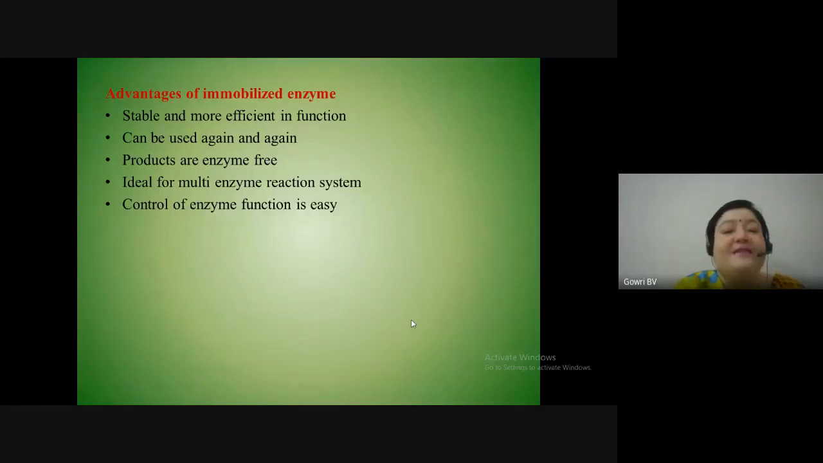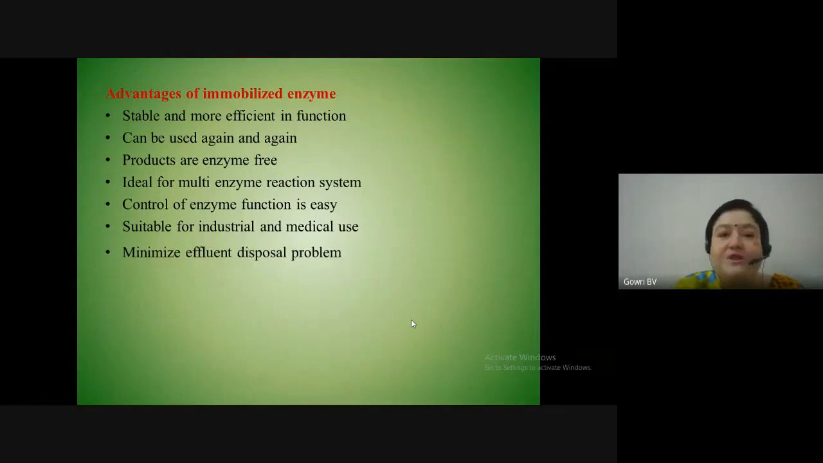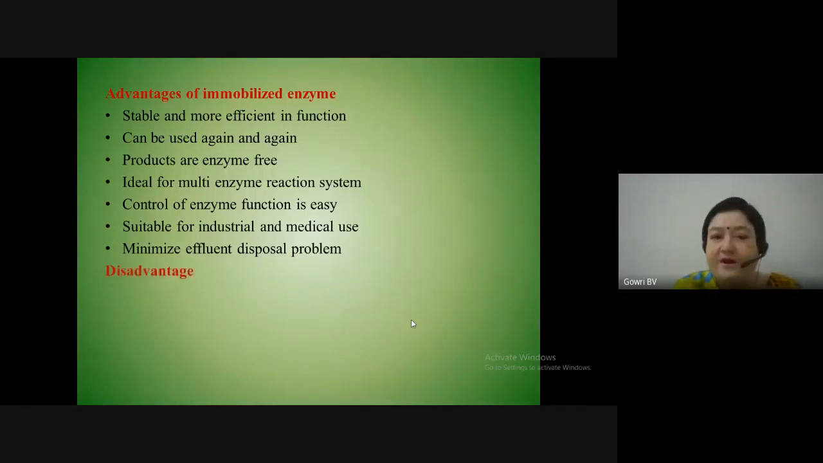The control of enzyme function is very, very easy because it is immobilized onto a surface. So to control its function is very, very easy. Suitable for industrial and medical use. It is of course suitable for both industrial and medical use. Minimize the effluent disposal problem. So when you go in for disposal of effluent or waste, you will have minimum effluent disposal problem when you use immobilized enzyme.